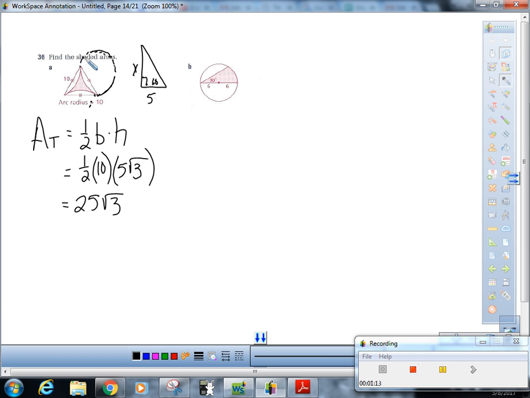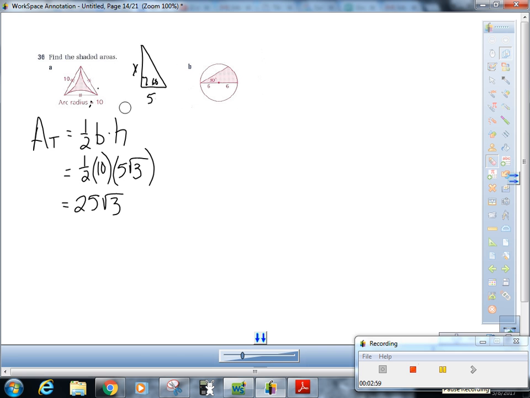I think what I want to do is find the white area and subtract that. And so the question becomes, how big is that arc? I don't think it's 90. I feel like it should be 60. How do I know it's 60? I got it. Now I know what they're telling me.